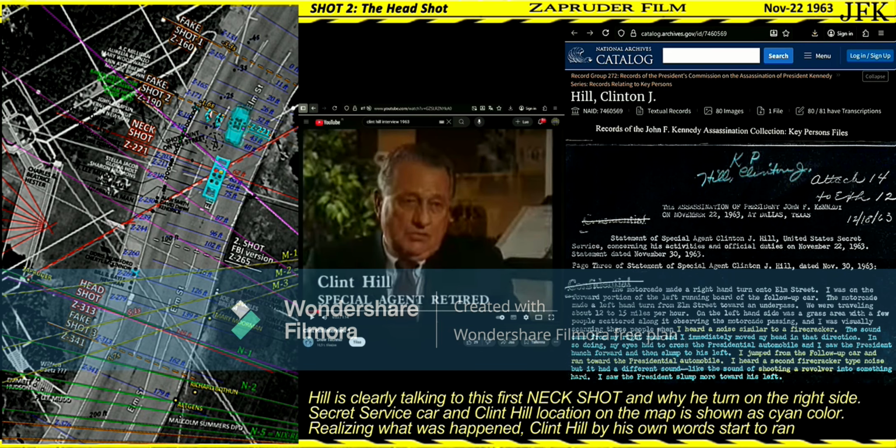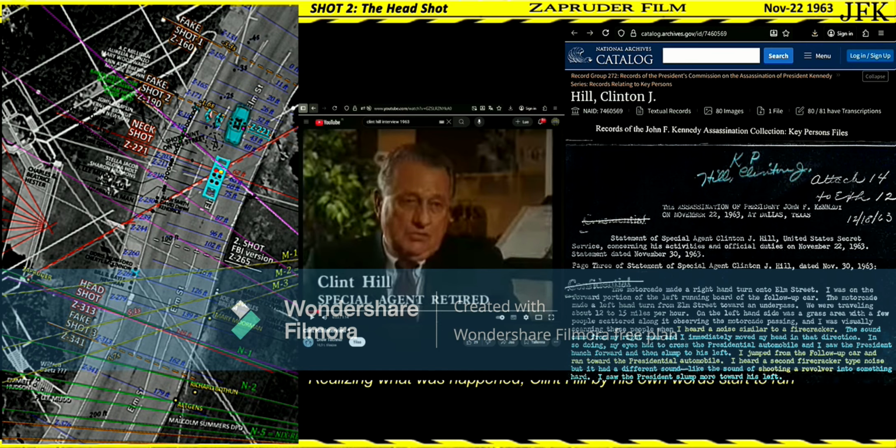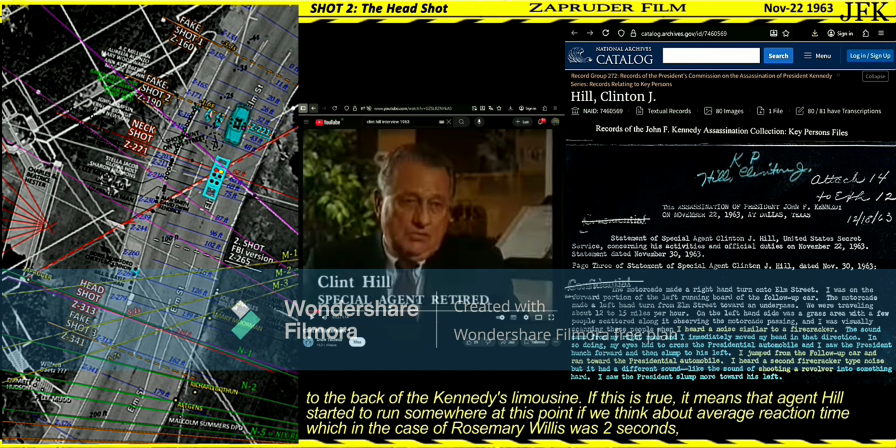Hill is clearly talking about this first neck shot and why he turned to the right side. The Secret Service car and Clint Hill's location on the map is shown in cyan color. Realizing what had happened, Clint Hill, by his own words, started to run to the back of Kennedy's limousine.